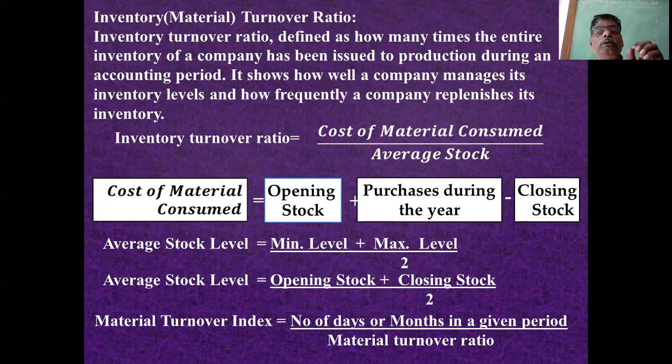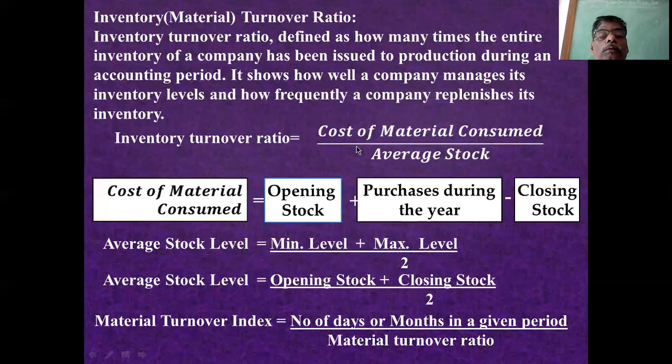Okay. Suppose once you fill the material in your godown, for how many days will it be available for use by the production department? On the basis of that, you can take decisions regarding material management. That's why I'm telling you to calculate the material turnover ratio. It shows how well a company manages its inventory level and how frequently a company replenishes its inventory. How many times you have to replace, this is the inventory turnover ratio.